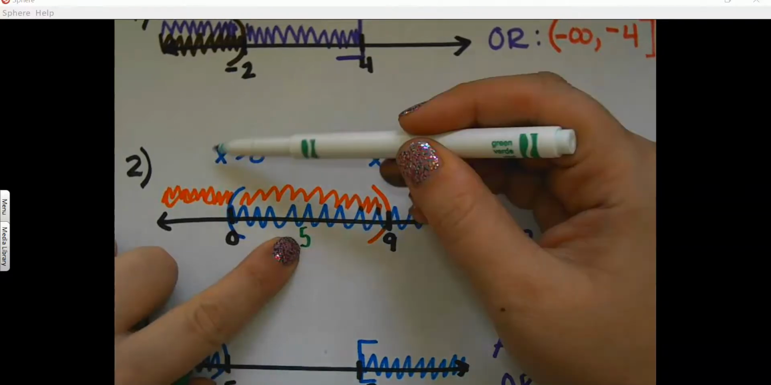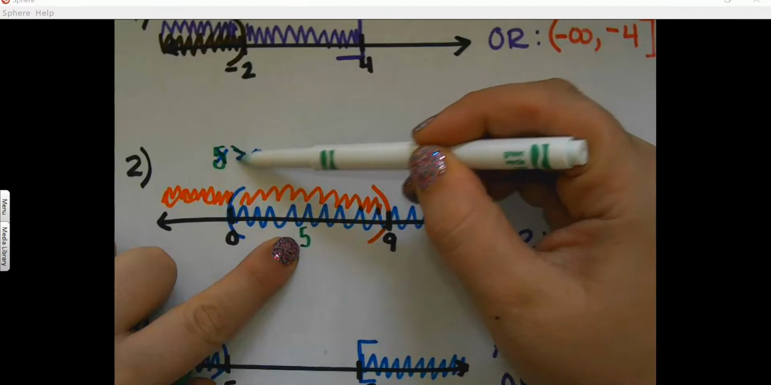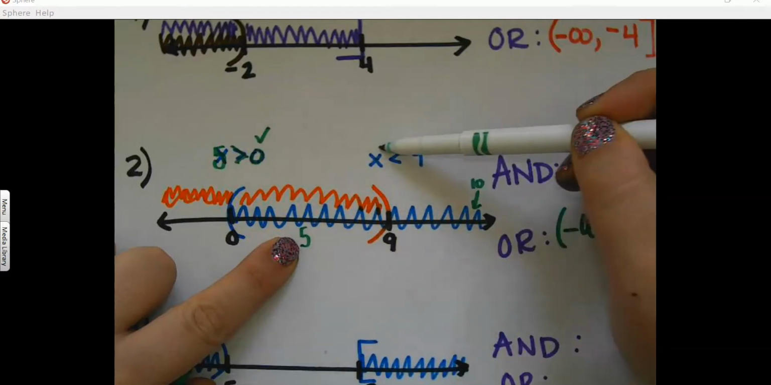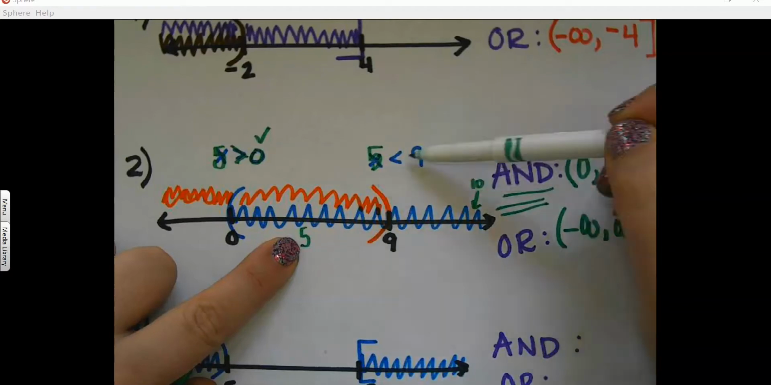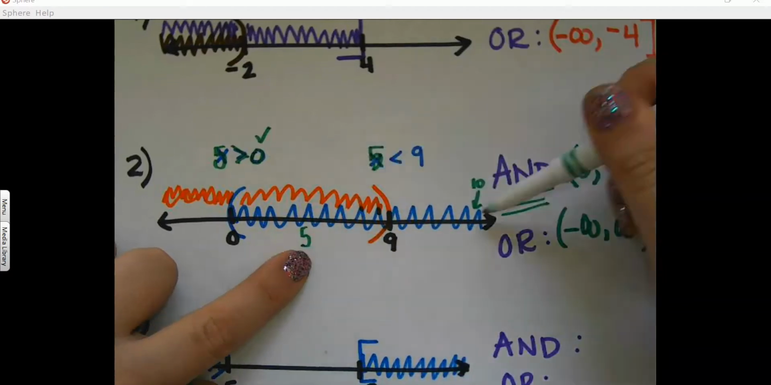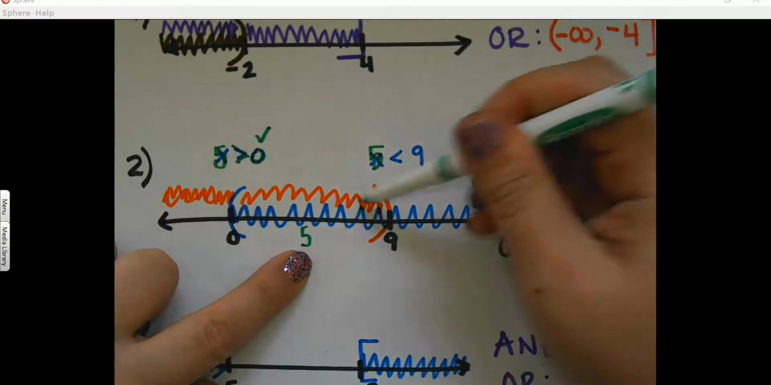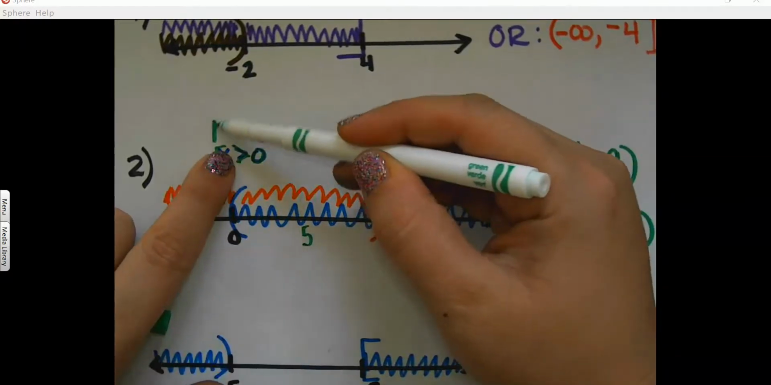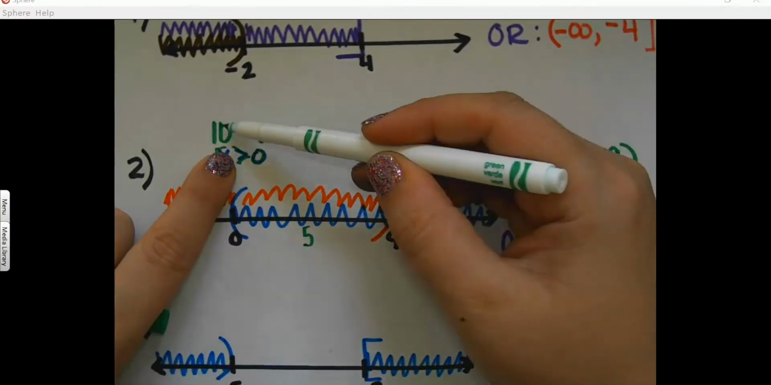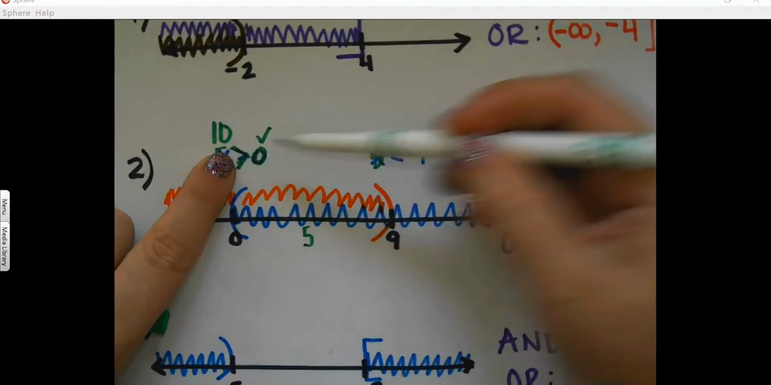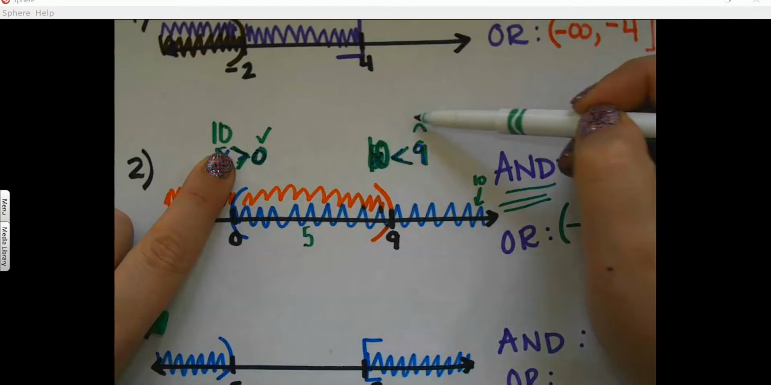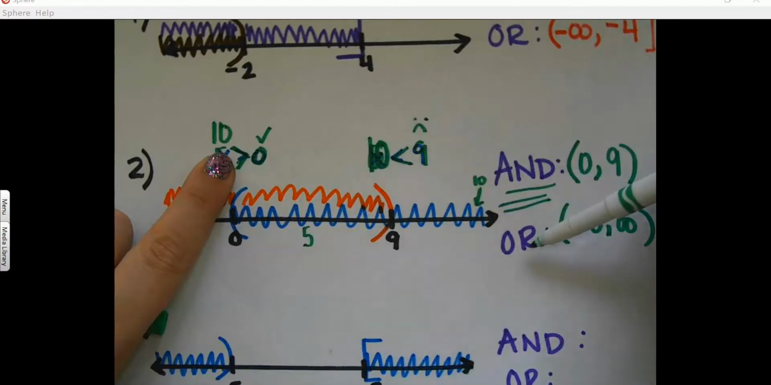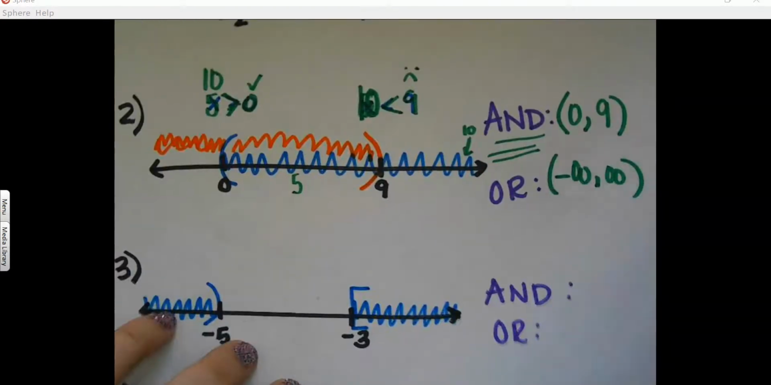So if I pick 5, 5 is greater than 0. 5 is less than 9. So that's what the word and means. These numbers work for both of them. Whereas all real numbers means any number you pick, so for example 10, will work for at least one of them. So 10 is greater than 0, but 10 is not less than 9. It doesn't work here. So or means it only has to work for at least one of them.